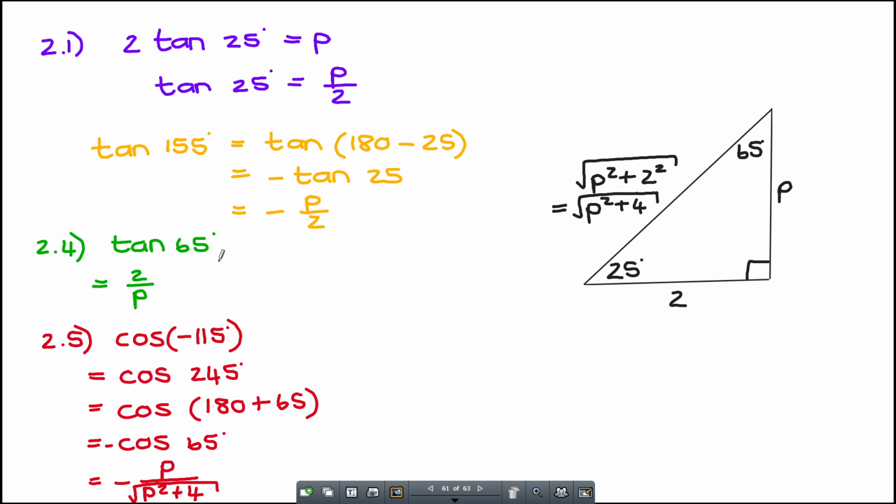Okay, nou die volgende een is tan 65. Okay, so now I go to my triangle. I didn't have to alter anything here. So as ek van 65 gaan werk, oorstaande op aangrensend. So that's why I have 2 over P. Right, so that was a straightforward one. Dan 2.5, cos minus 115.